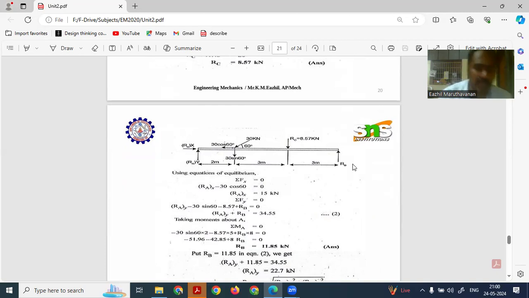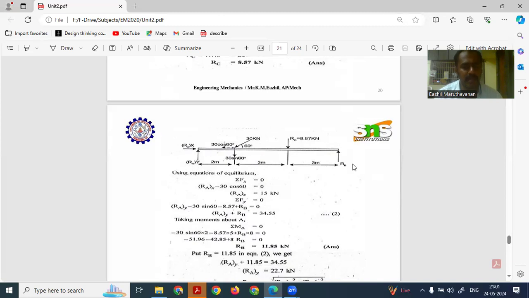Similarly, to identify sigma Fy, all the vertical forces are taken into consideration: RAY plus RB plus RC minus 30 sin 60 is equal to 0. We know the value of RC, so we substitute it. It acts in the downward direction, so it is minus 8.57. So we get RAY plus RB is equal to 34.5.